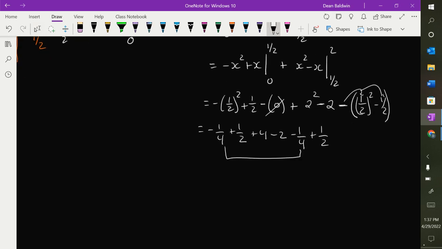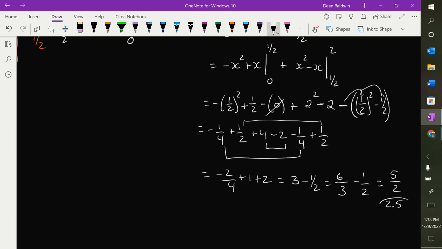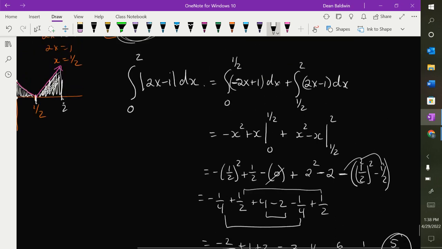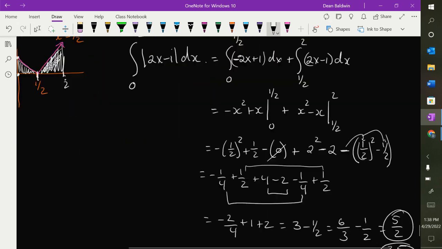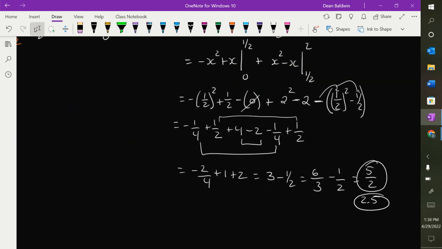Negative a quarter and negative a quarter is negative 2 over 4. A half and a half is 1. 4 minus 2 is 2, so this gives me 3. 2 over 4 is a half. So 3 minus a half, if you want to do it as fractions, is going to be 5 over 2, or 2.5. So all of this area, this white bit, has a value of 5 over 2, or 2.5.